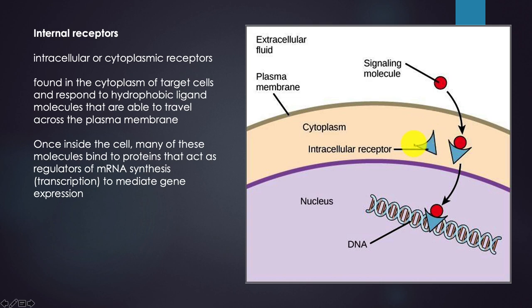So we have this here. We have the ligand. The ligand will get into the cell. It will cross the membrane and bind to the receptor. Then this receptor will translocate, that's the word we use, through the membrane of the nucleus. It will then bind to DNA, and we will have some gene activation.